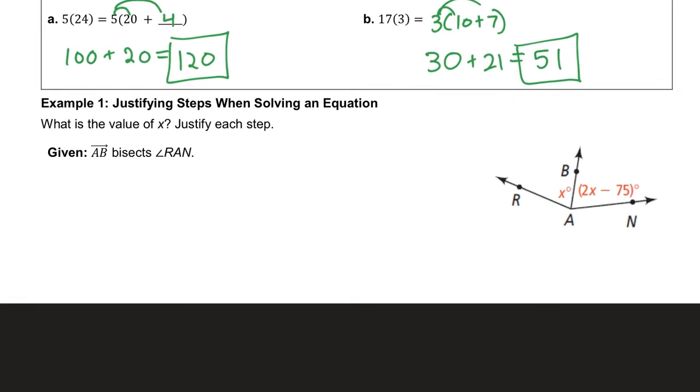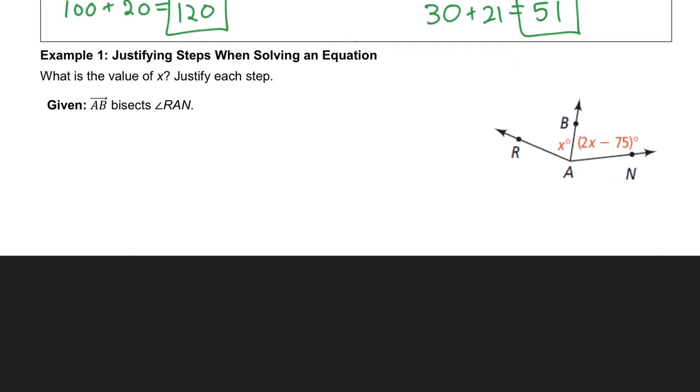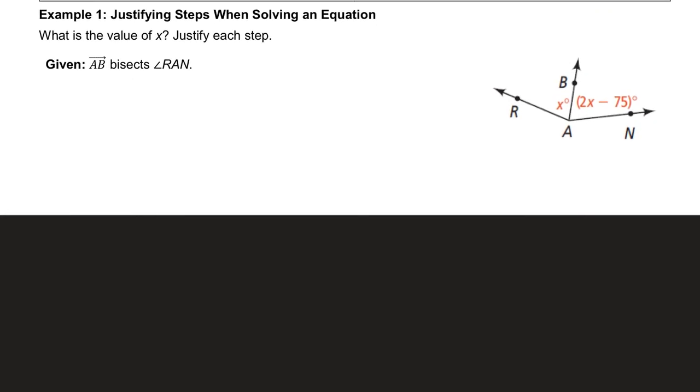Moving to example 1, we are going to create our first sort of proof. What usually happens is you're given something, and you have to prove something else. We're going to show what the value of x is using what we call a two-column proof. So we start with what's given. AB bisects angle RAN. If AB bisects angle RAN, I can say that two angles are congruent. Angle RAB is congruent to angle NAB, or BAN, however you want to describe that.